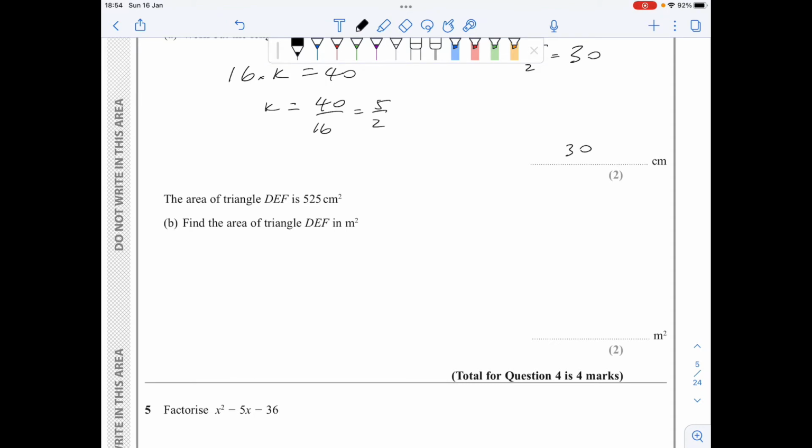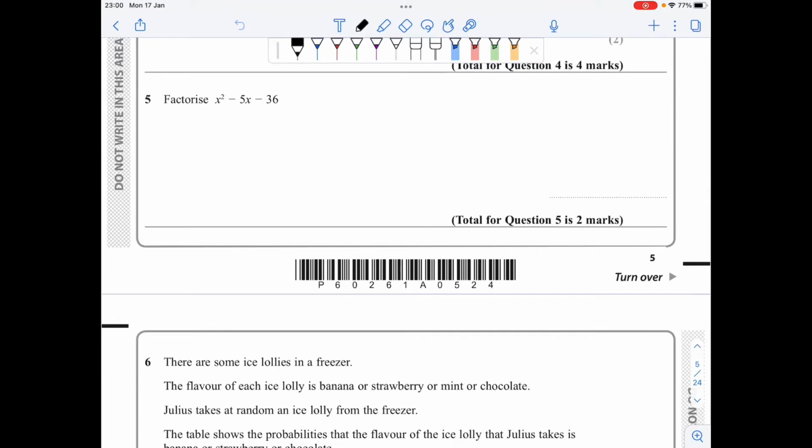In part B, I just need to convert 525 centimeters squared into meters squared. If I'm going from centimeters to meters, I'm just dividing by 100. Because these are squared, I will divide by 100 squared, and the answer is 0.0525. Question 5 is a simple quadratic factorization, and the answer to this is (x + 4)(x - 9).